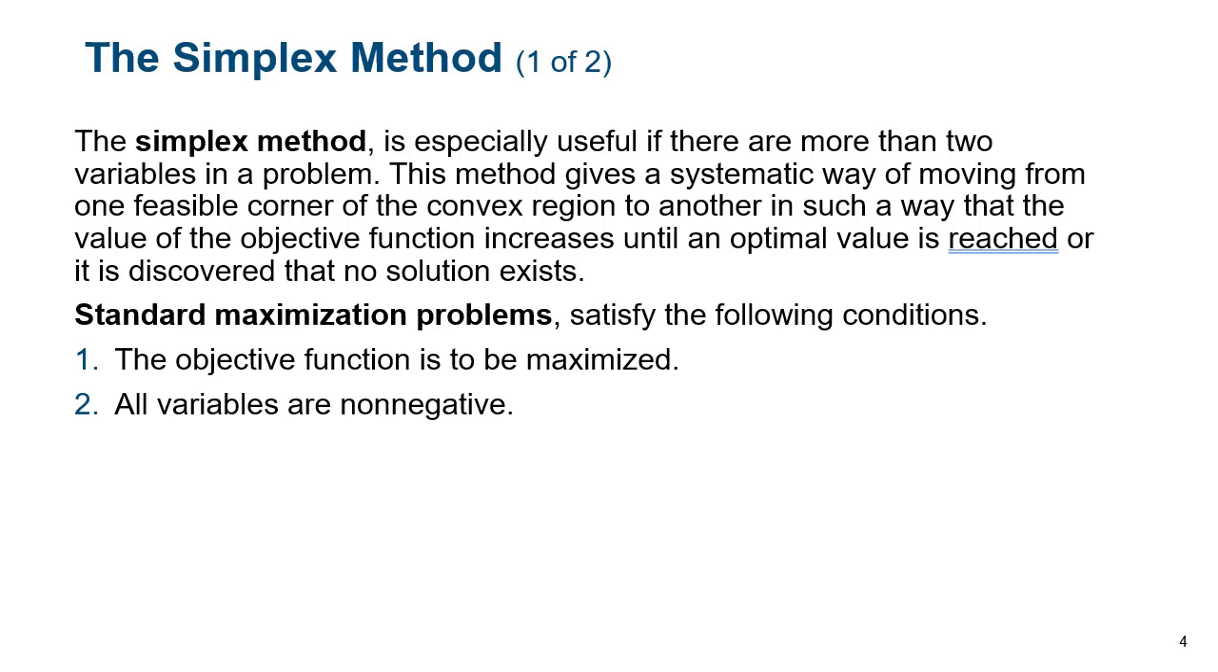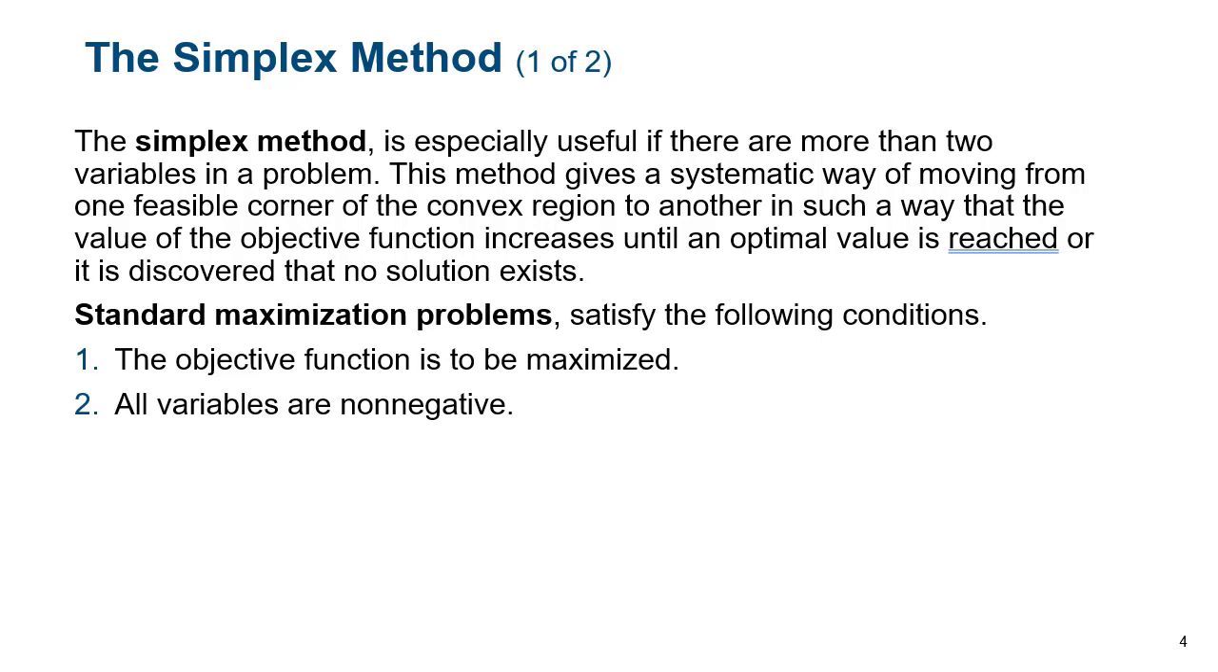Some background on the Simplex Method, because it does have some limitations. It's very useful when you have more than two variables that you're trying to solve for. If you only have two, you can solve those pretty easily with the elimination method or the substitution method. What the Simplex Method does is give us a very systematic way of checking all the feasible corners of your convex region, while making sure that the value of the objective function always increases until it finds the optimal value, i.e. it finds that maximum.